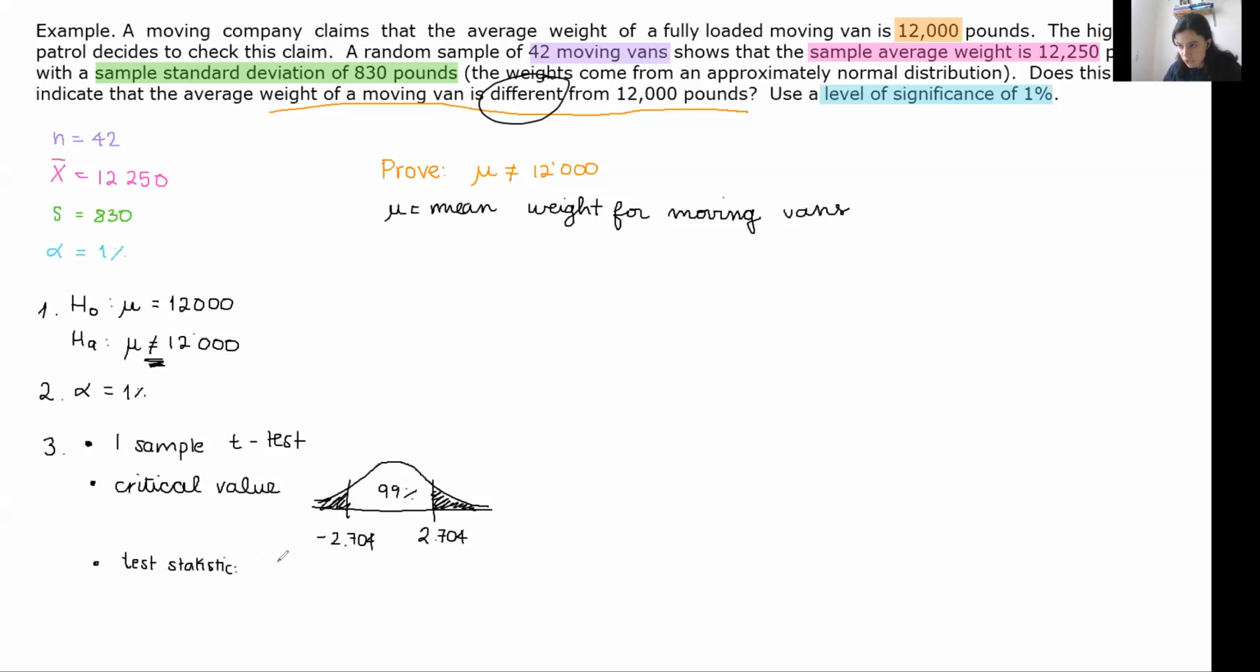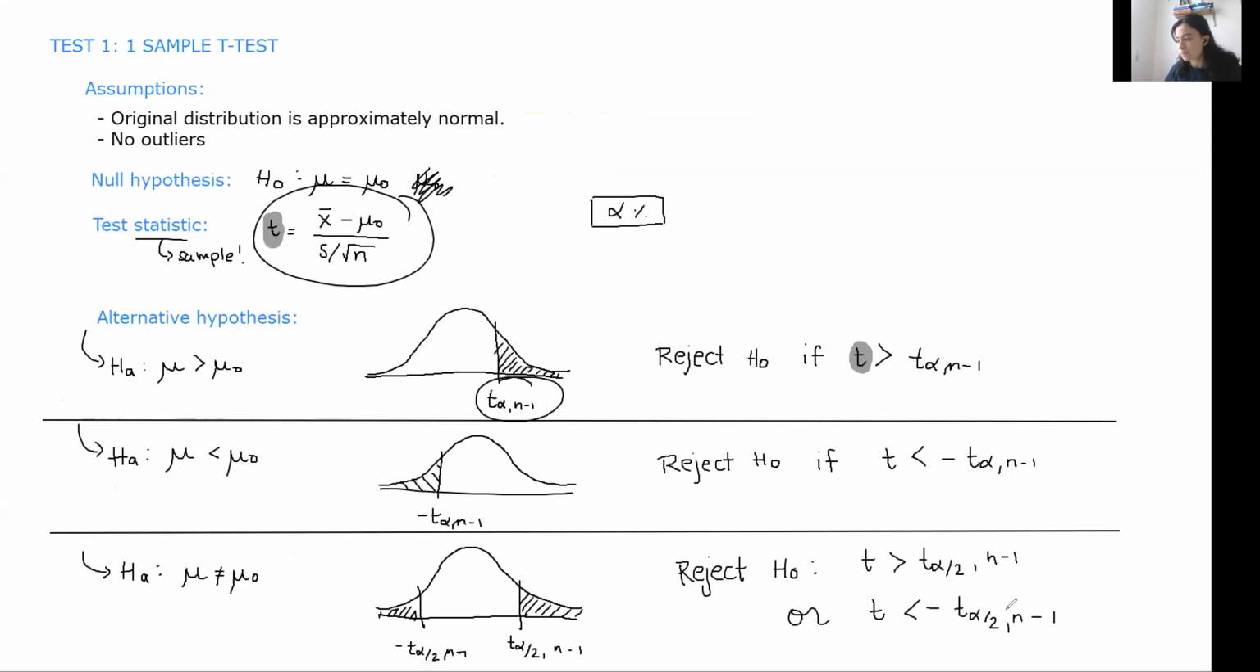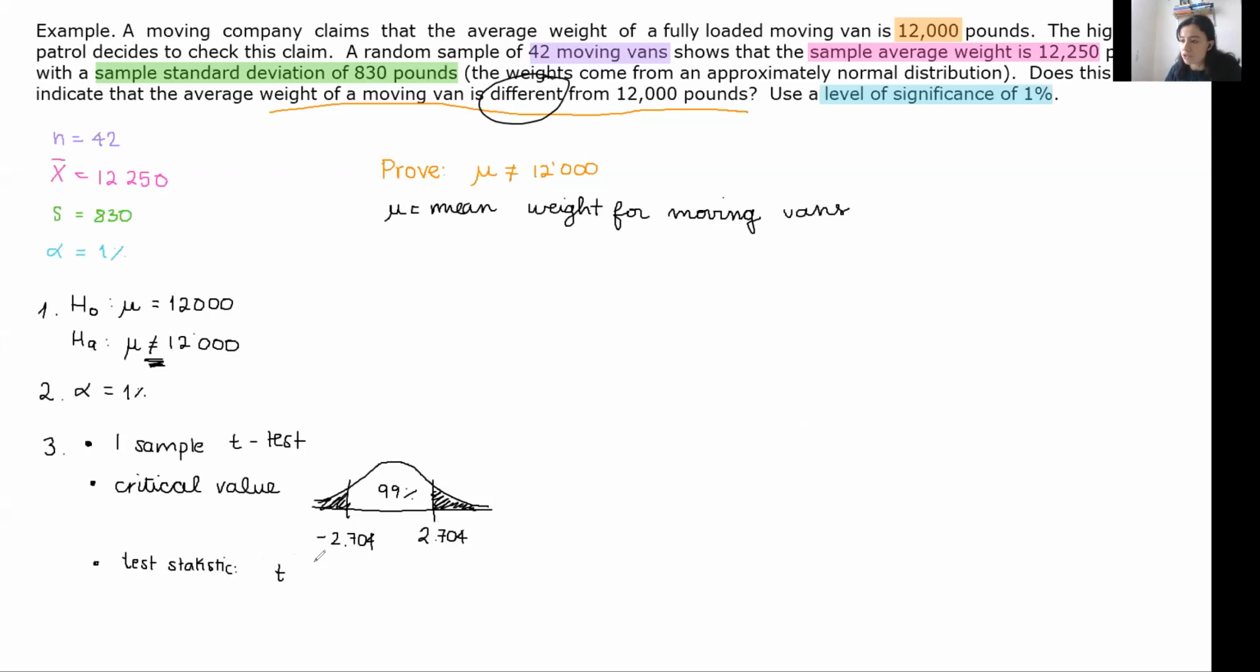So my test statistic here is just T, which is given by this formula over here. And so that's sample average minus comparison value divided by standard deviation over square root of N. So sample average is 12,250 minus comparison value, which is 12,000, divided by standard deviation, which is 830, over square root of N, which is square root of 42. And here, this is going to be equal to approximately 1.95.